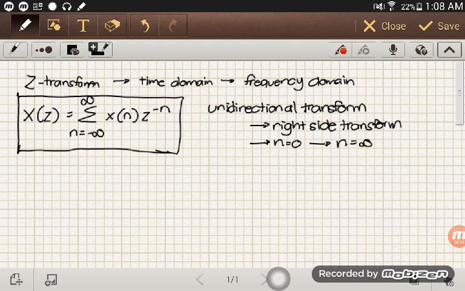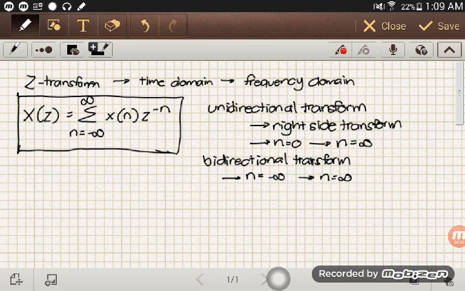Another classification of transform is what we call the bidirectional transform, which is the opposite of unidirectional, where you're dealing with two sides, which is n is equal to negative infinity to n is equal to positive infinity. But for the first part of our Z transform, we're going to make it simple, and we're just going to be dealing with what we call unidirectional transform, or one-side transform, or right-side transform.